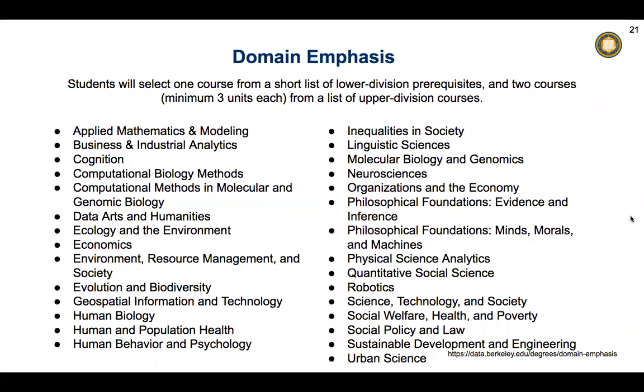So in addition to the requirements that we've listed in the previous slides, we also have the domain emphasis. So you can generally choose 1 domain emphasis, in which you have to choose at least 1 lower division requirement and 1 upper division course, with a minimum of 3 units each.